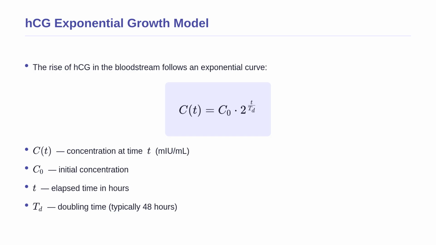C0 is the initial concentration detected on the first blood test. The variable t is the elapsed time in hours between tests. Finally, td is the doubling time of the hormone, which is typically 48 hours in a healthy early pregnancy. If the doubling time td increases, the fraction becomes smaller, showing that the embryo is struggling to grow.